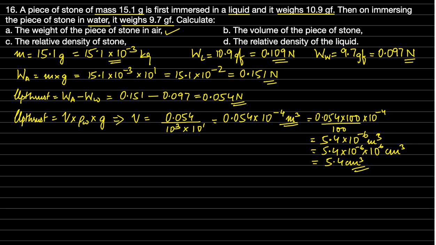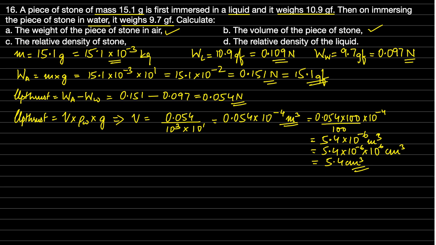Upthrust, the answer given is 15.1 gram force. Not upthrust, it is the weight in air is given as 15.1 gram force. We have got it as 0.151 newtons. So when we convert 0.151 newtons to gram force, we multiply by 100. So that gives us 15.1 gram force, and that would be our textbook answer. So we have got two things till now. We have got the volume of the stone and we have got weight of piece of stone in air. This sum is slightly long actually.